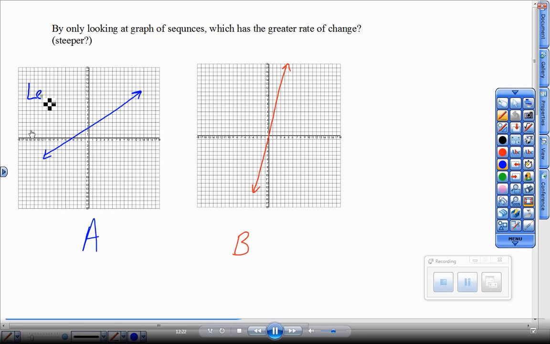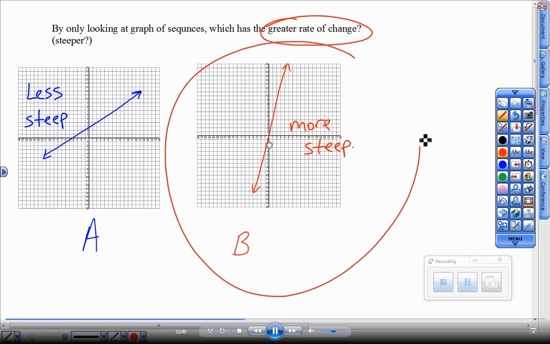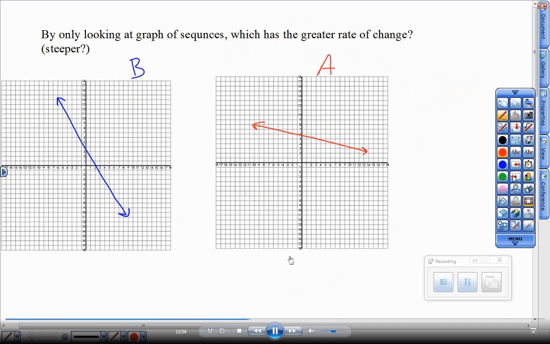Any line with a less steep slope or not going up as much as this one, the steeper the line, the greater the rate of change. So this line for B is going up at a greater rate. It's steeper. It has a greater rate of change. I could tell just by the steepness, going up faster. This one's going up slower, this one going up faster. Steeper, greater rate of change right there. Know that just by looking at a graph.